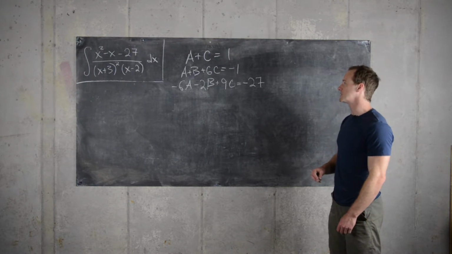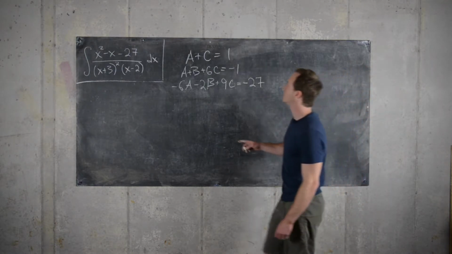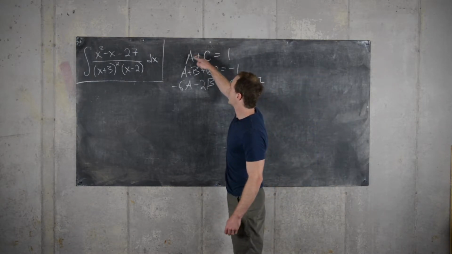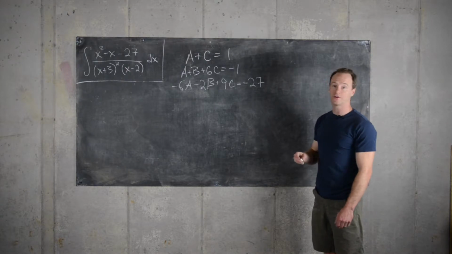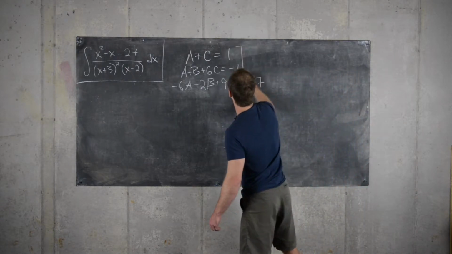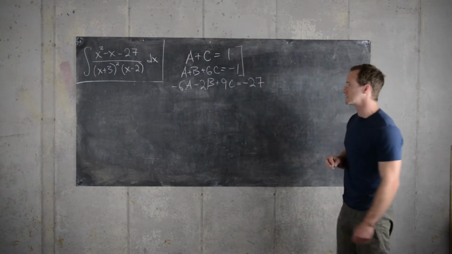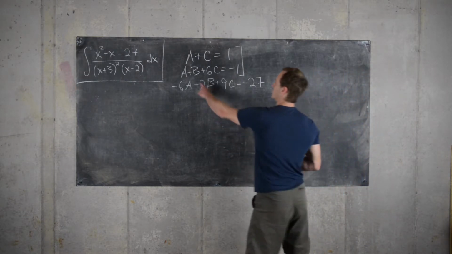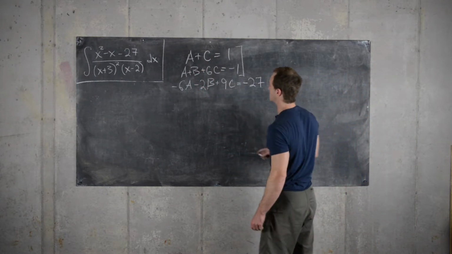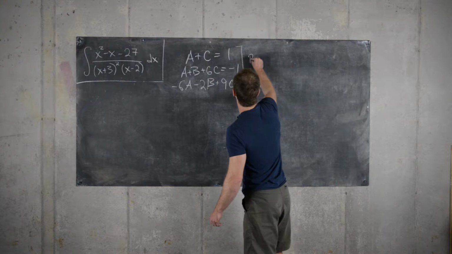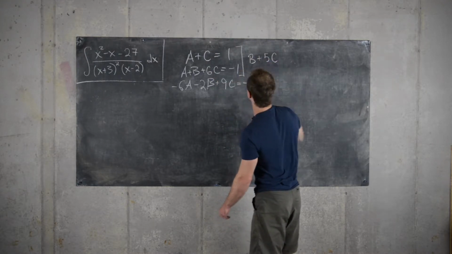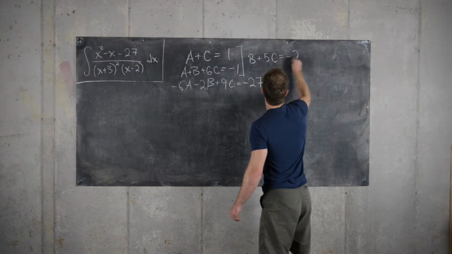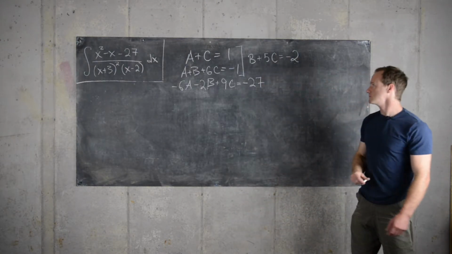So maybe the first thing that I would notice is that there's a term in the first and the second equation, and the coefficient is 1. So that means we can subtract these two equations to get the following. So let's do the second equation minus the first equation. So that'll give us b plus 5c equals -2. Good.